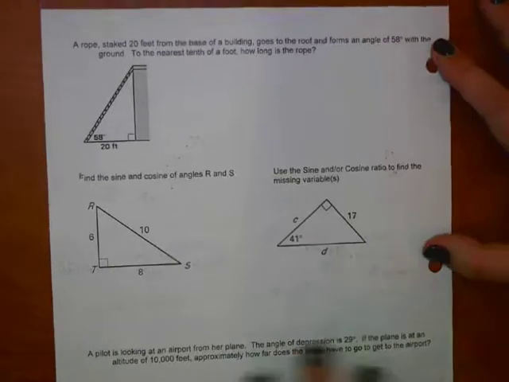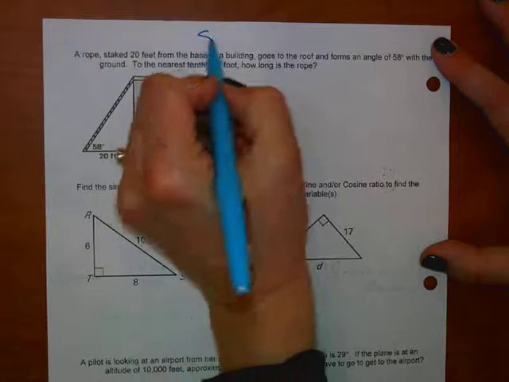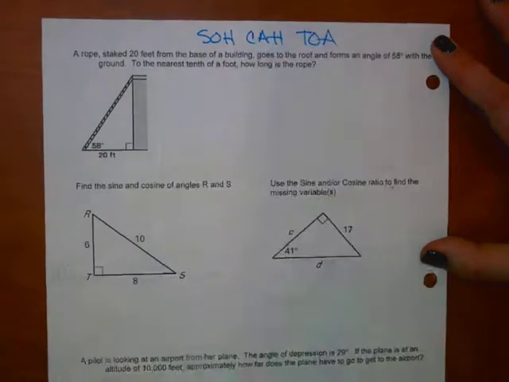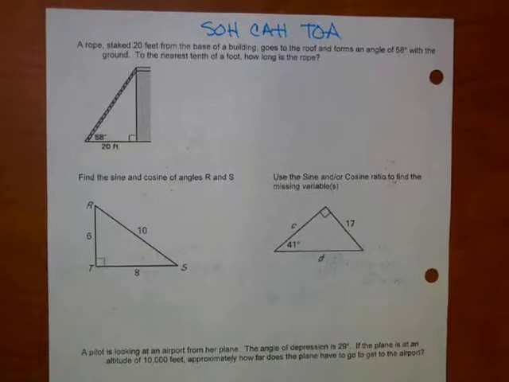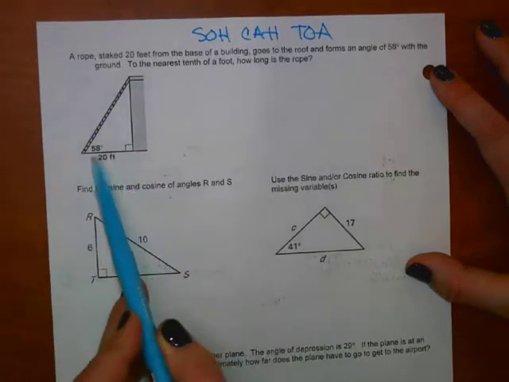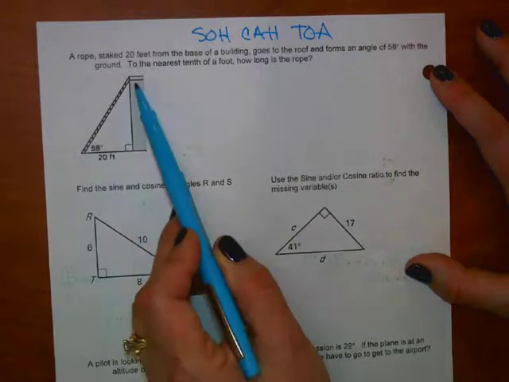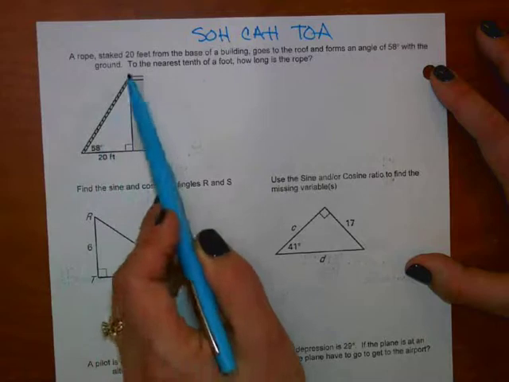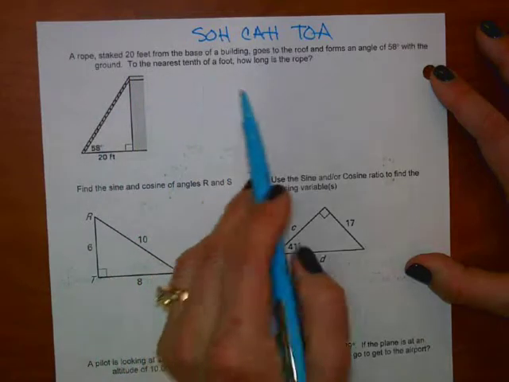Let's write the chief's name up on top. What is it? SOHCAHTOA. Okay. You're going to have to decide which one you need to use for some of these problems. So you're going to have to decide what you need. A rope staked 20 feet from the base of a building goes to the roof and forms an angle of 58 degrees with the ground. To the nearest tenth of a foot, how long is the rope?